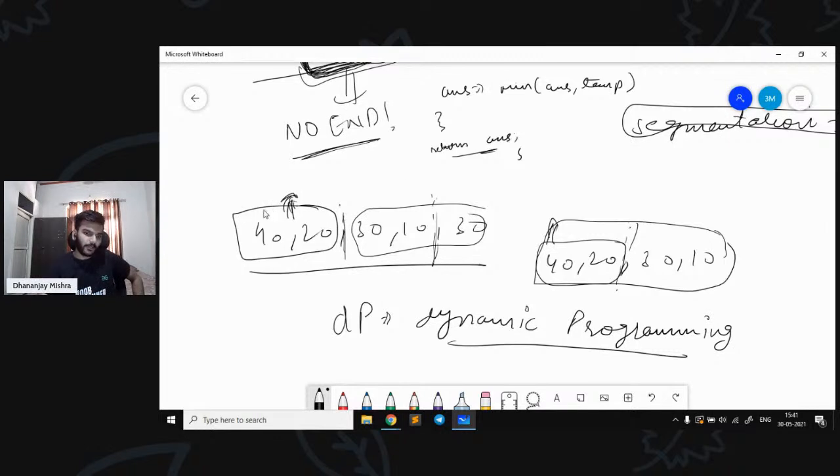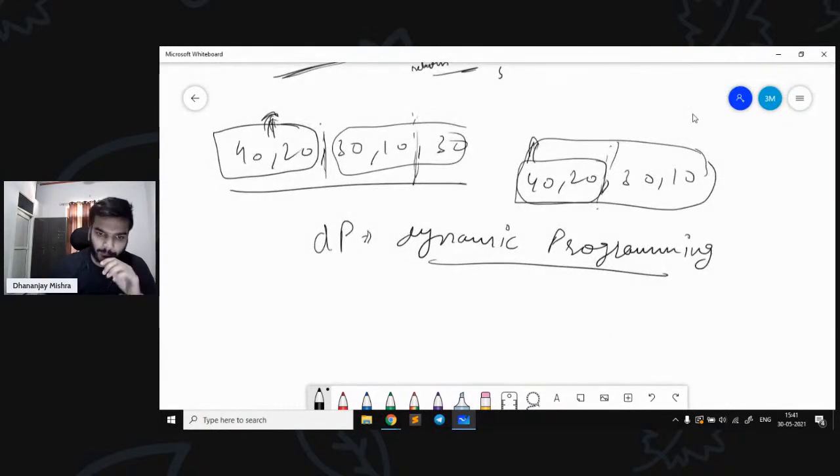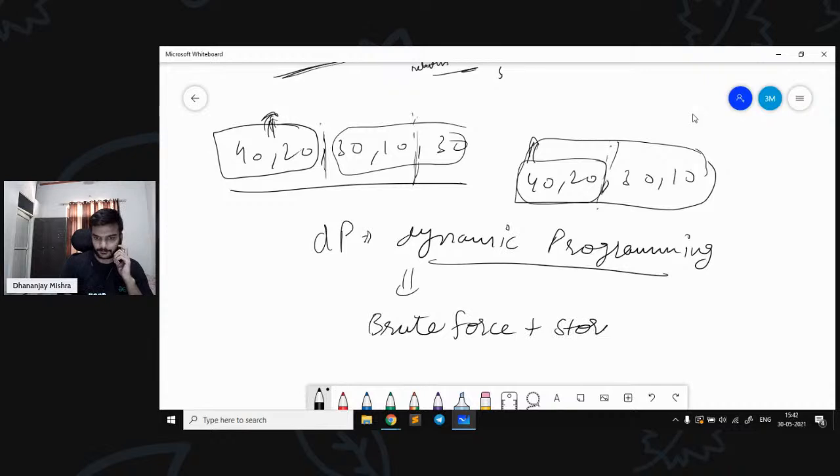So if I again do partitions in this left subpart, I will again fetch 40, 20 here. So why compute it again? That's why we store the answer the first time we solve for this, and use that answer here also. So that's dynamic programming. Basically, dynamic programming is simply brute force plus storing, and storing is normally called memoization. So that's all about dynamic programming.